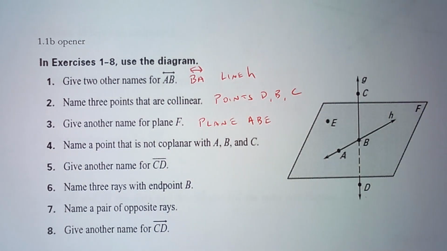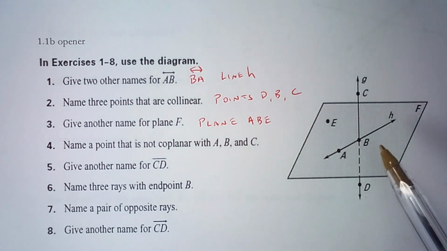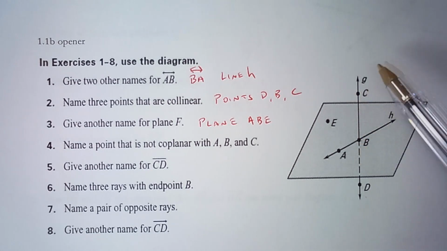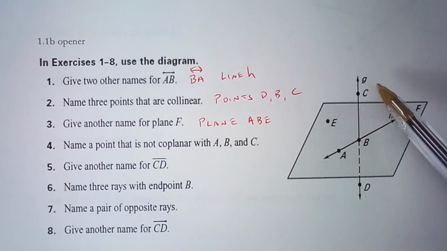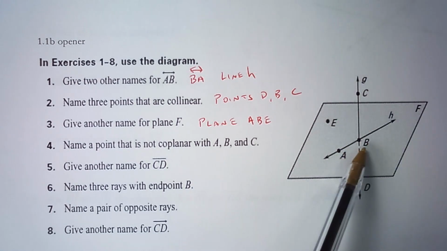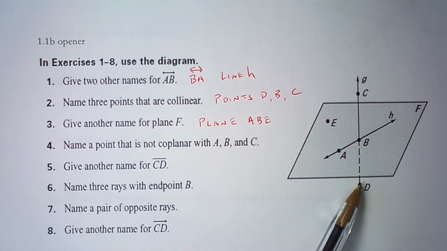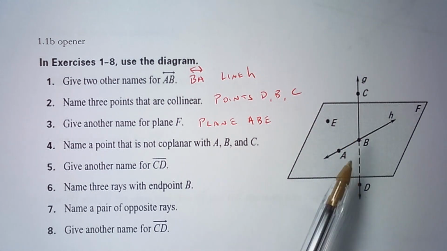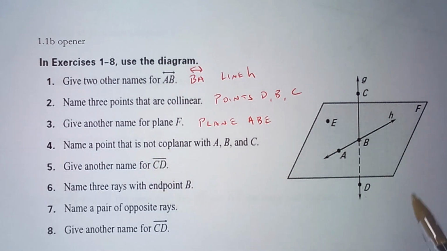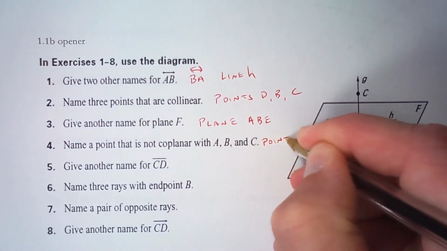Name a point that is not coplanar with A, B, and C. Okay, A, B, and C. So I don't actually see the plane in the picture, so we're going to have to imagine the plane that goes kind of vertical here and touches A, B, and C. Now that same plane would come down here and touch point D, but it would not touch point E. So a point not coplanar with A, B, and C is point E.